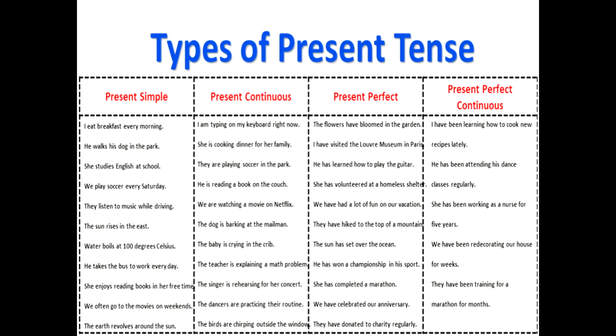And present perfect continuous: I have been learning how to cook new recipes lately. He has been attending his dance classes regularly. We have been redecorating our house for weeks, right? So if you see again, we have to use have for first person, has for third person singular, and have for third person plural, even in present perfect continuous also.